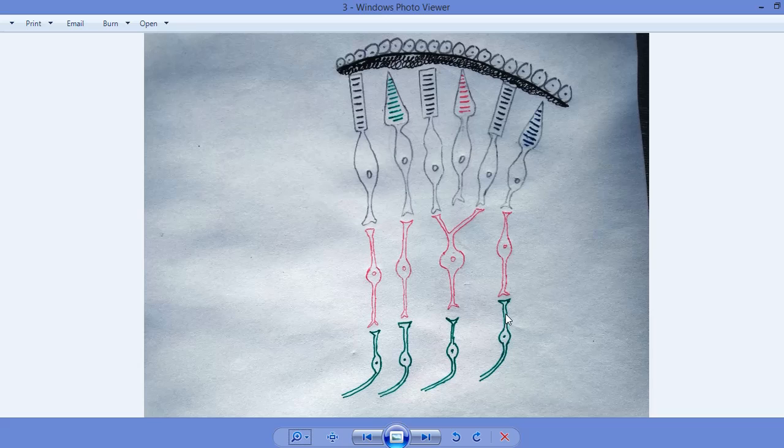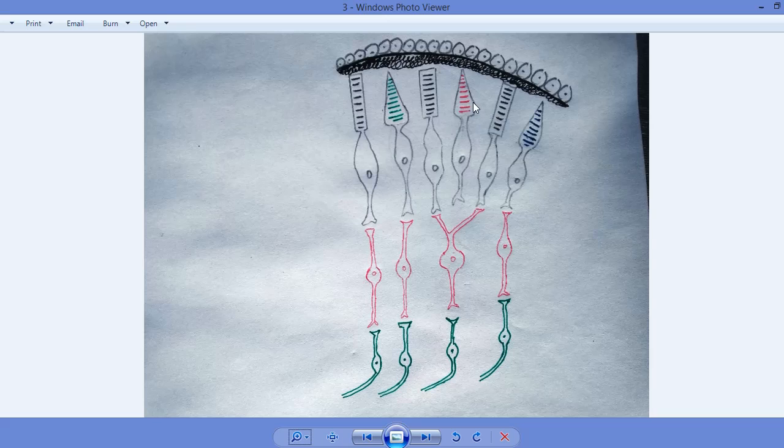If the reflection of the light, the reflection of the image falls on this area, if it falls on the melanin, that will be absorbed over here. But the reflection of the image should fall on the rods and cones.